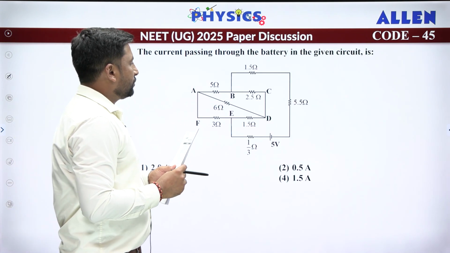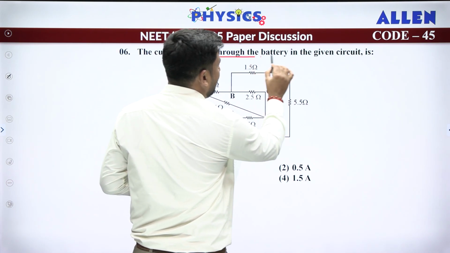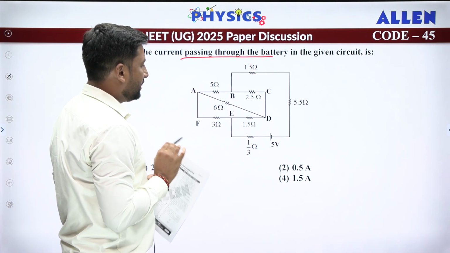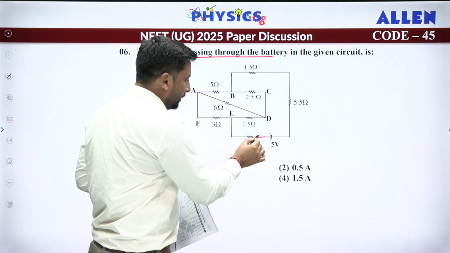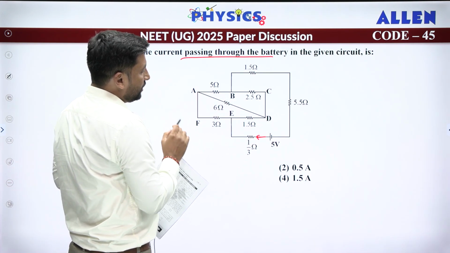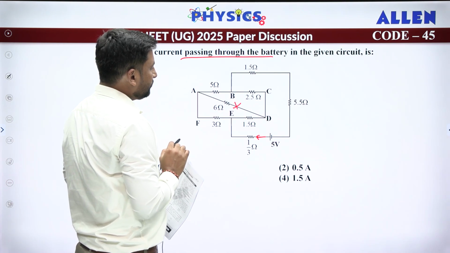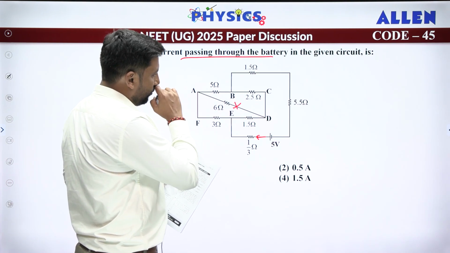Now let's move to the next question. We have to find the current passing through the battery in the given question. So basically we have to find the current over here, right? If you see this question, there is a Wheatstone bridge here. So this resistance will go off, right? All right. Now what can we say?